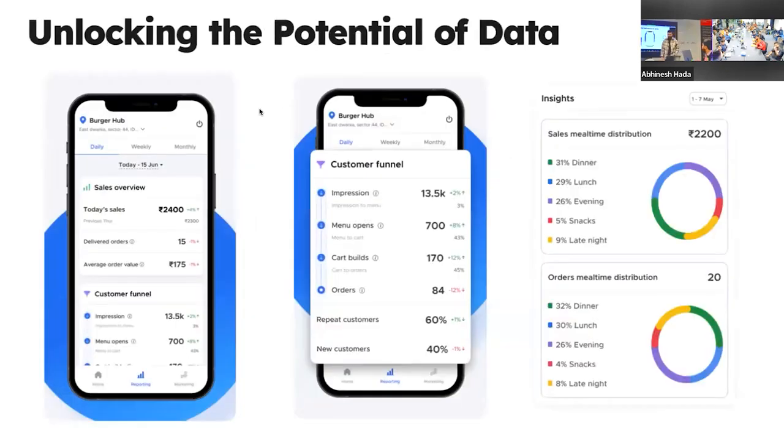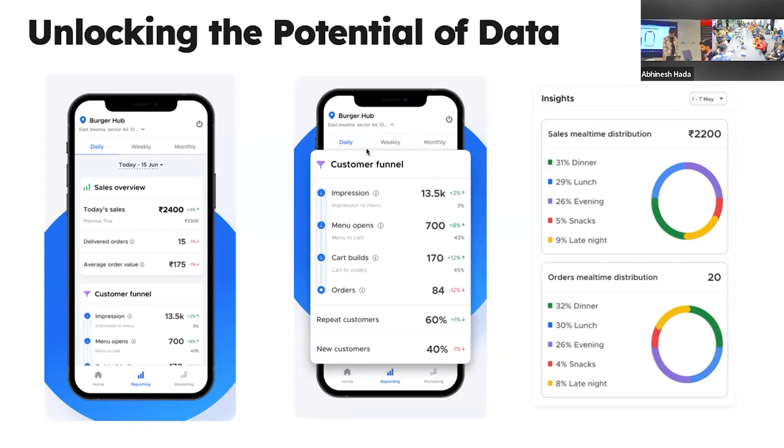We enable our merchant partners, using our engineering capabilities, with insights into their business, so they can track the health of their business and make it better day on day. These are some of the metrics that we show on our merchant app. They can track their total sales, and compare their total sales with the last month, on monthly and weekly levels.